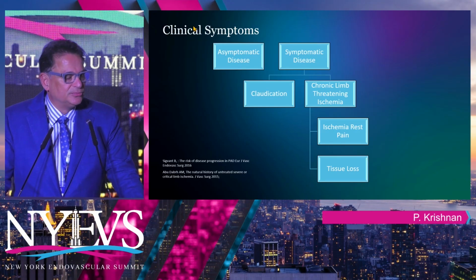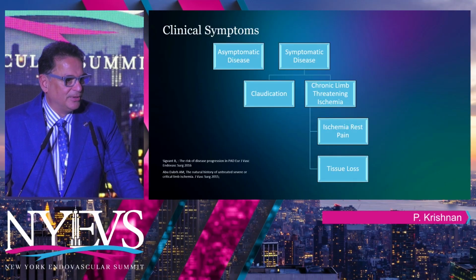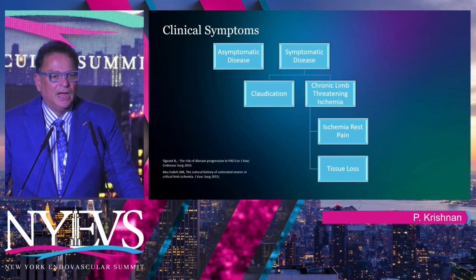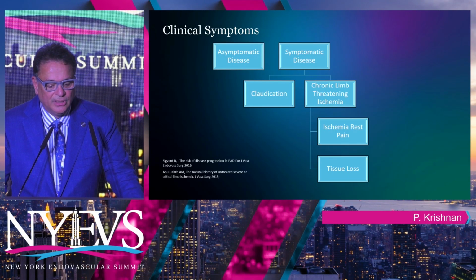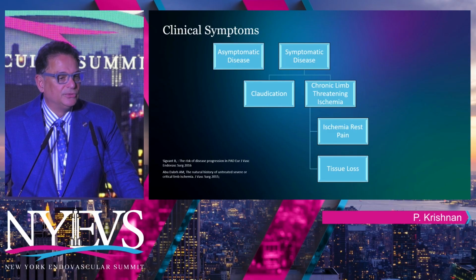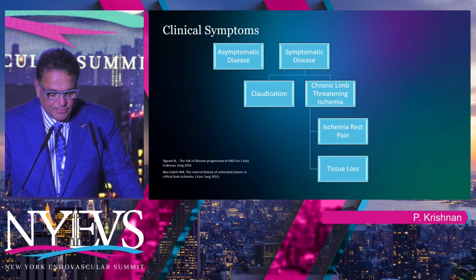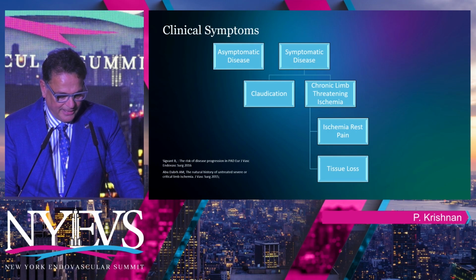When you look at clinical symptoms, obviously you have asymptomatic and symptomatic, but we're going to talk about symptomatic patients, and you want to drop them down into claudication and then chronic limb-threatening ischemia, which is then further broken down into ischemic rest pain and or tissue loss, okay?